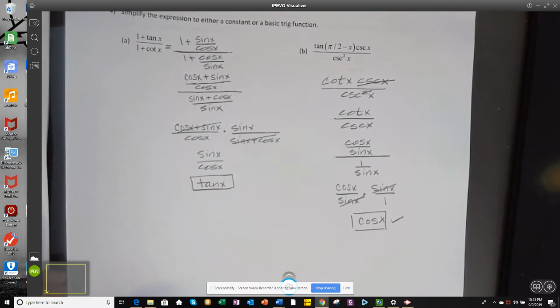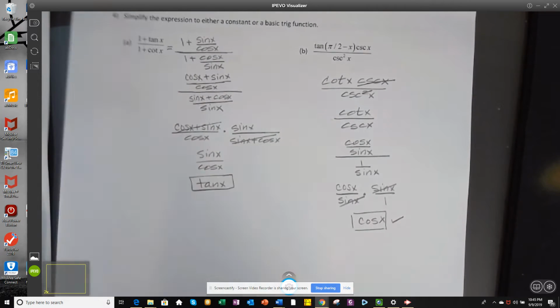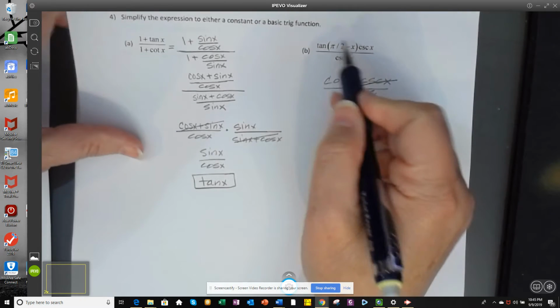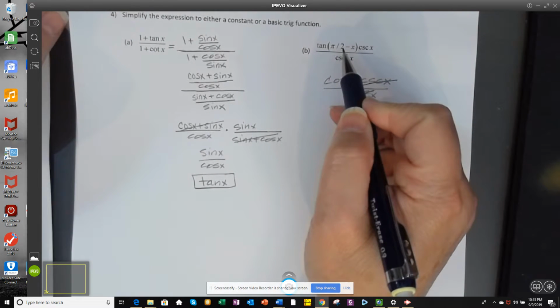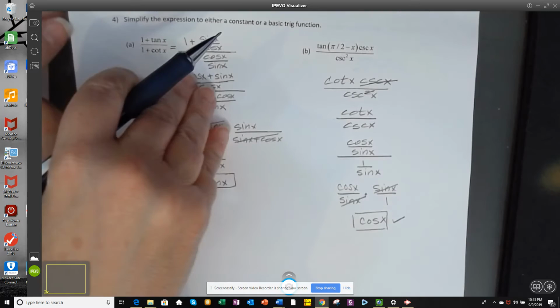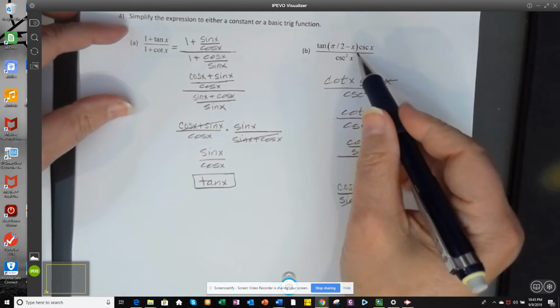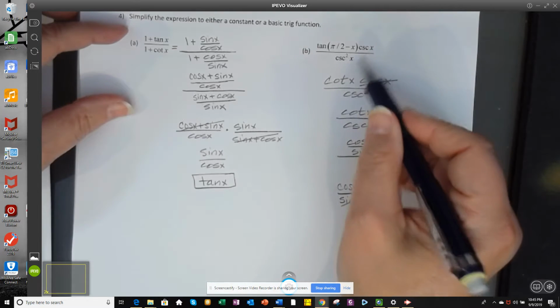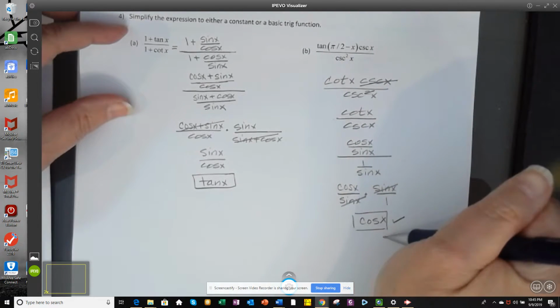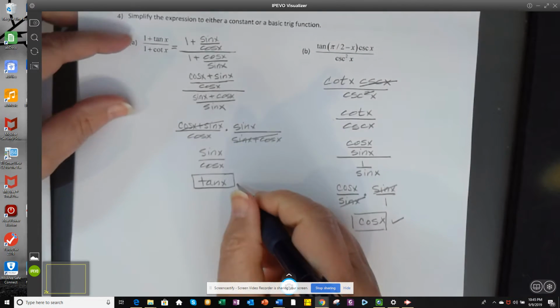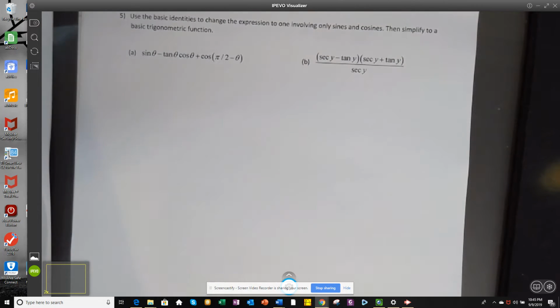Okay, so what did I do? I looked at this and I said, well, that's a cofunction identity. I know the cofunction identity for tangent is its cotangent because they're complementary. And so that's cotangent of x. And then I knew I could cancel one of these out. And then I changed things to sines and cosines, and that fell right on out. Okay? All right, let's do some more.